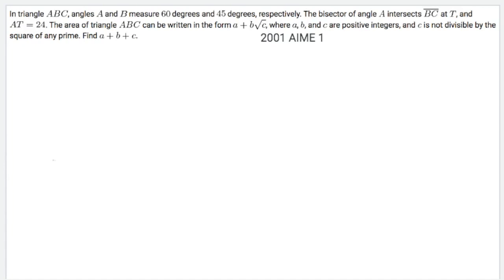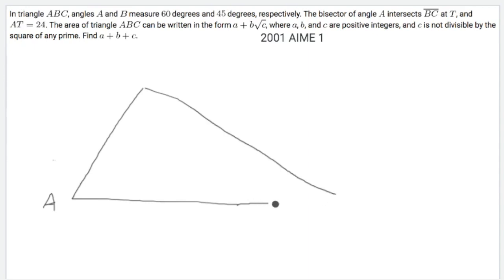So it says, in triangle ABC, we have angles A and B that measure 60 degrees and 45 degrees. Whenever I see a triangle or square or any shape in general, and there is no diagram, I first draw it before even reading further. So we have a triangle, and pretend this is angle A. We know it is 60 degrees. And pretend I have angle B here, that's 45. So B is 45, and this is point C.